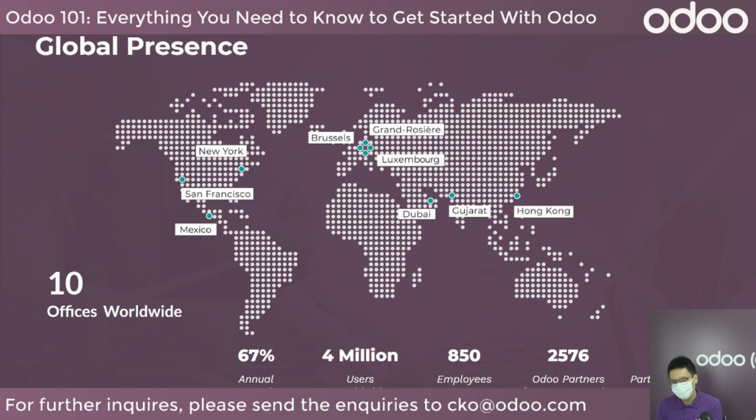As you can see, Odoo is growing very rapidly. We are looking at around 60 to 70% year-on-year growth, and we already have 4 million users worldwide. That puts us among the most used business management softwares in the world. Since we have quite a lot of offices, our employee pool is also growing very fast. Currently, we have close to 900 employees, and we're looking to aggressively expand that number continuously.